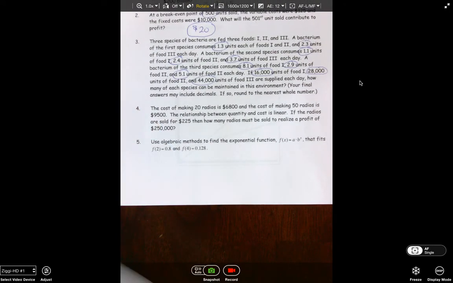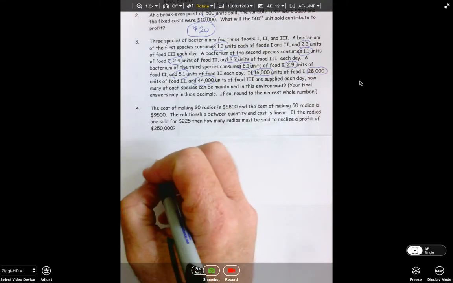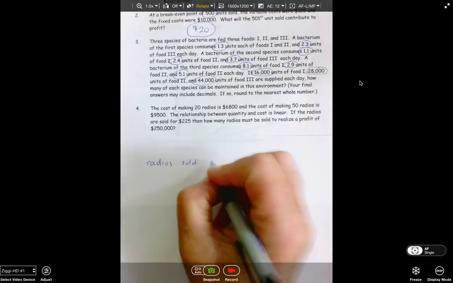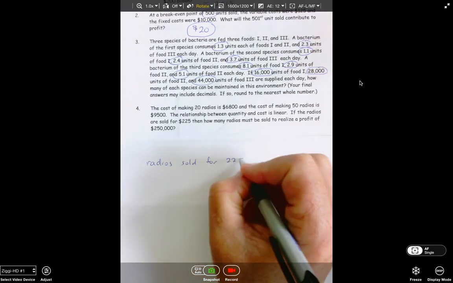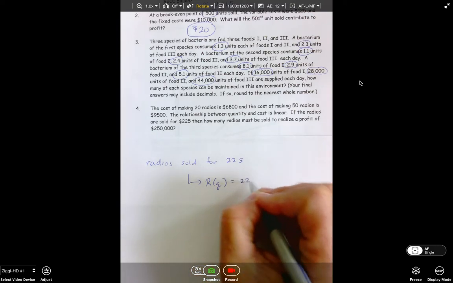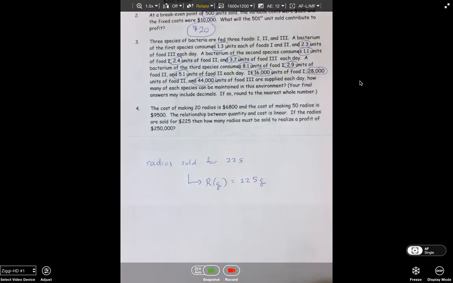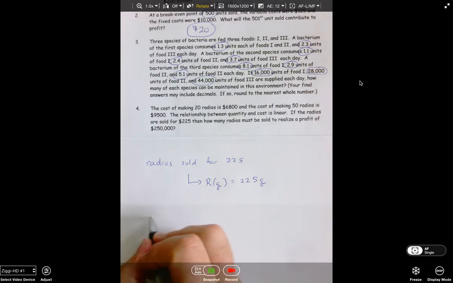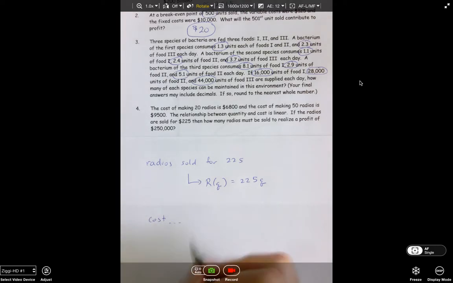All right, so the cost of making 20 radios is $6,800, and the cost of making 50 radios is $9,500. The relationship is linear. Radios are sold for $225. So radios sold for $225 tells me that my revenue function is 225 times Q. Now, the cost function is going to take a little bit more work.